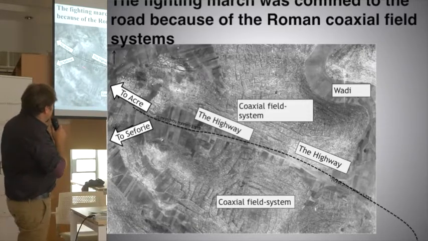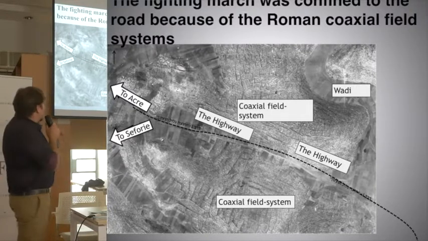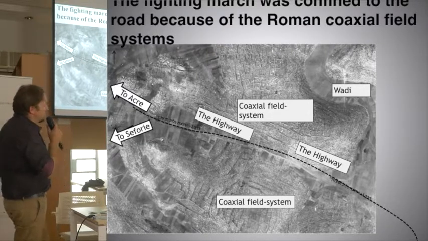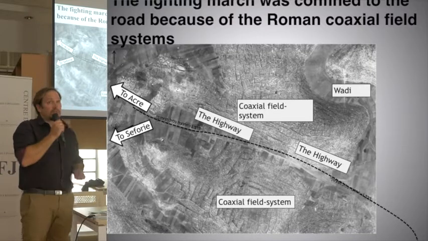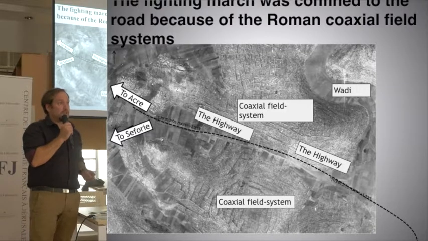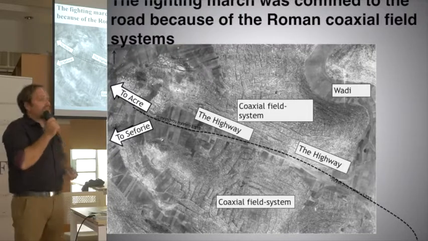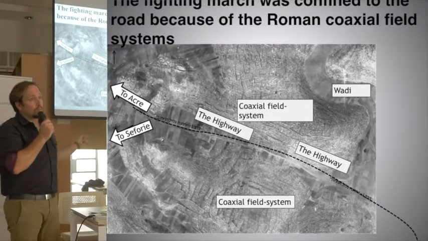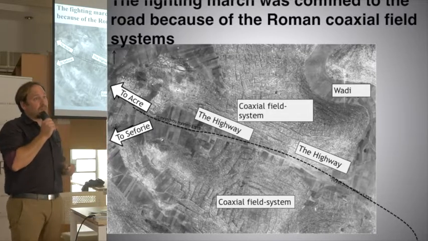If we look at an aerial photograph from 1945, you can see the road, it's the same road, but you can also see that there is a very extensive field system which goes to the road. Now, if I study this field system, I can tell you for sure that it dates from the 2nd century CE, hence late Roman, okay? So what we see here in 1945 was present as a field system at the time of the event.